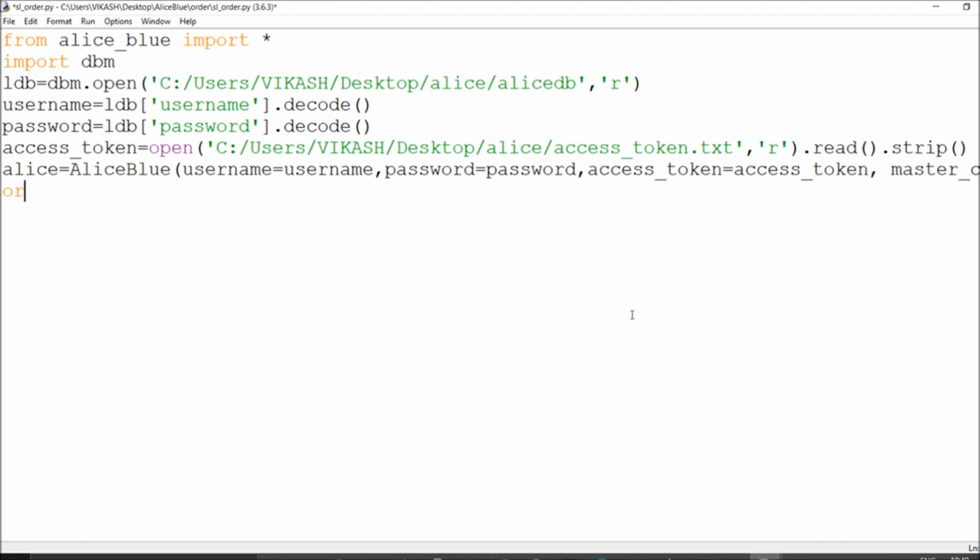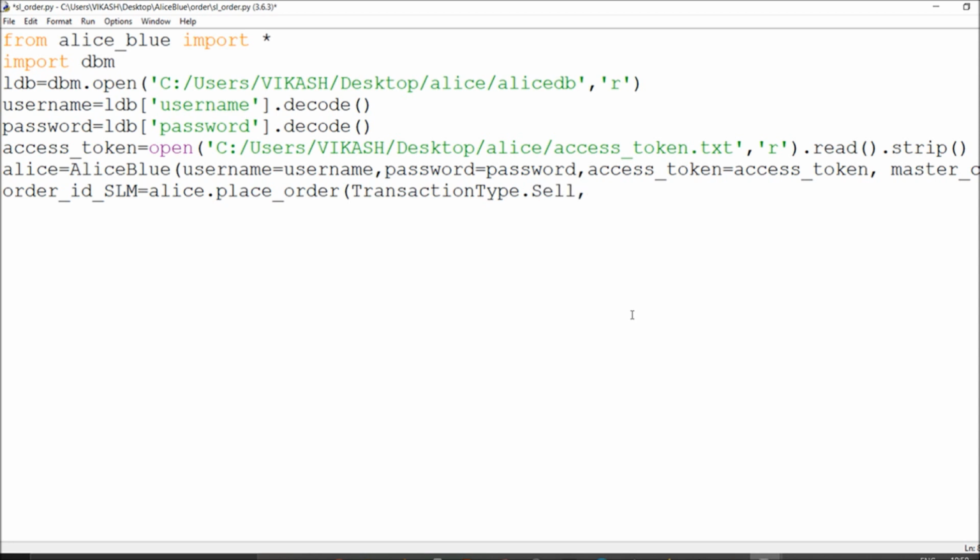So we'll go for order ID underscore stop loss market order. If you follow the sequence, it will be very easy to place your orders. It will be alice dot place underscore order. In this you have to give which type you want to go for, sell or buy. So the transaction type: you have to give buy or sell.